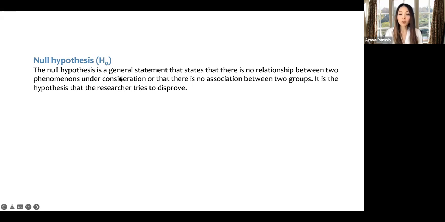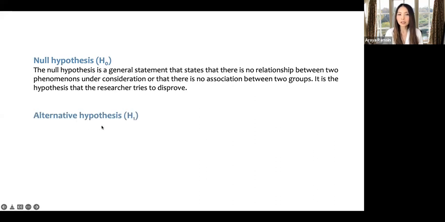This hypothesis is a general statement that states that there is no relationship between two phenomena or two variables under consideration, or that there is no association between two groups, and it is the hypothesis that all researchers would like to disprove, would like to nullify, would like to reject. You don't want it to be true. That is called null hypothesis, saying that there's no difference between the two groups, or there's no statistical significance between whatever you are comparing.